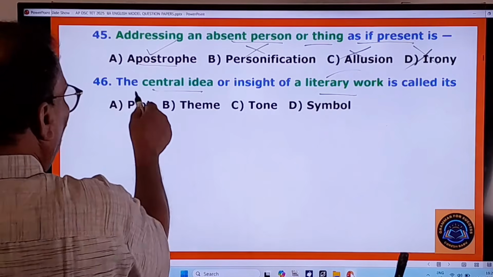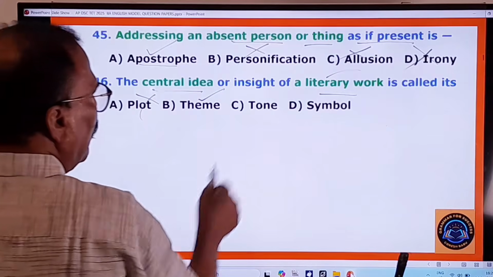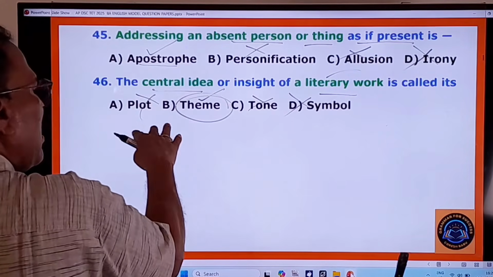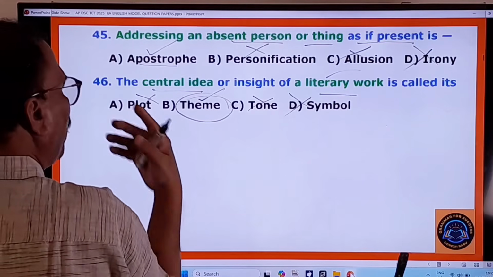Here you pay attention. Plot, no. Theme, not a tone, not a symbol, only theme. The central idea of a poem, the central idea of a literary work is always called the theme, right?